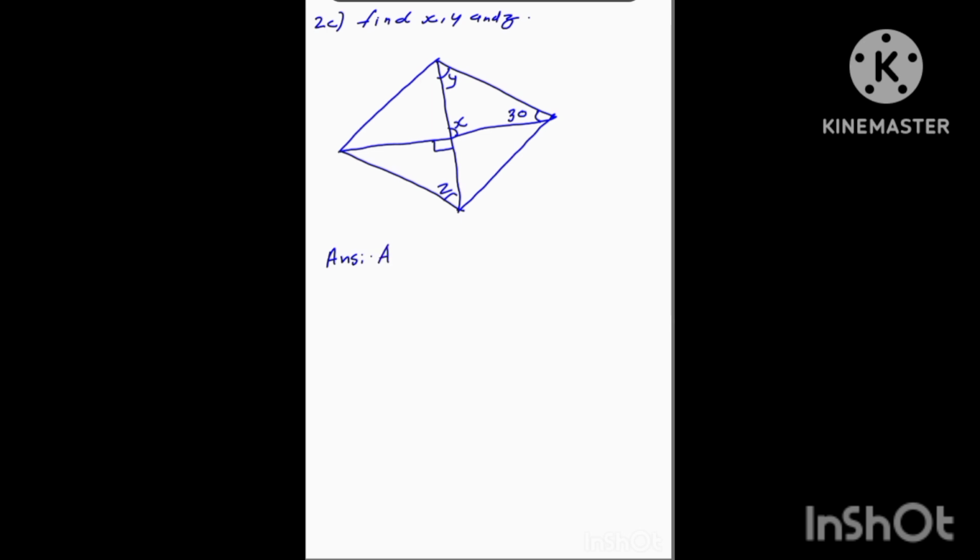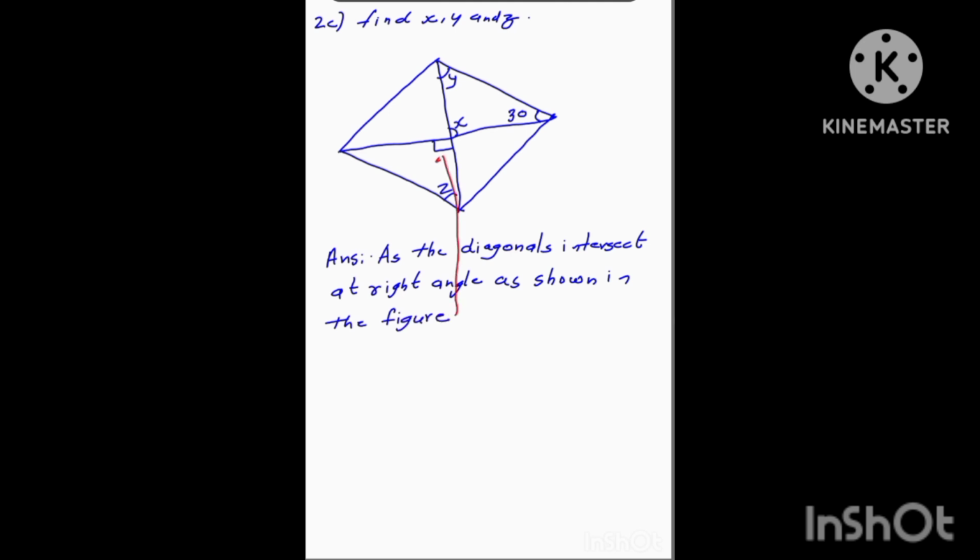Okay, so answer: as the diagonals are intersecting each other at a right angle as given in the figure. See the figure, as the diagonals intersect at right angle. I will show you where the right angle is. It is given in the figure. This is that right angle. If this is 90, then of course x is the opposite angle, that is 90. So we got x.